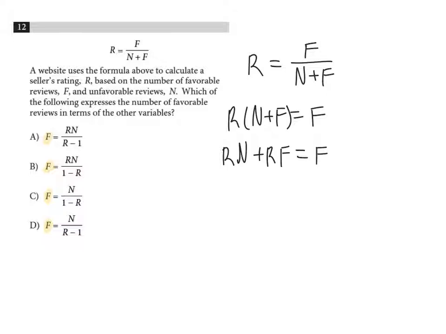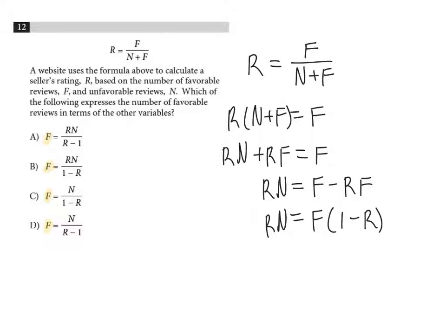Okay, I want to gather our f variables to the right, so I'm going to subtract rf, f minus rf, and then I'm going to factor out that f. Just because I know I need to get it by itself, I need one of the f's. Okay, and then I can divide by 1 minus r. Get rn over 1 minus r equals f. And it looks like our solution is going to be B.